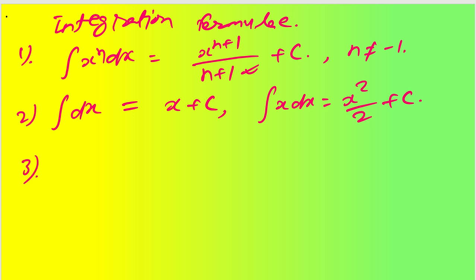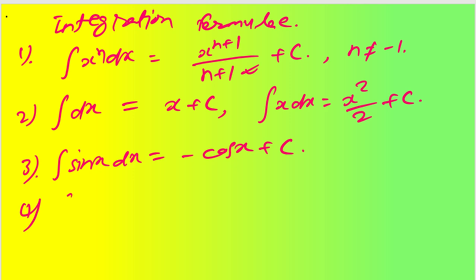third one will be integration of, let us say, sin x dx. So that will become minus cos x plus c. Then integration of cos x will become sin x plus c. So you see, sin x becomes minus cos x and cos x becomes just sin x. Okay.